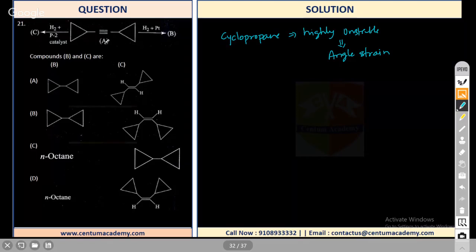hydrogenate. The hydrogenation takes place here completely, and it converts into octane, that is normal octane. Why octane? Because we have 3 plus 3 plus 2 carbons here, total 8 carbons. So with H2 and Pt, complete hydrogenation takes place. Must remember this, complete hydrogenation with H2 and Pt, and this converts into n-octane, normal octane. So the answer could be anything, B, C, or D, anything between these.